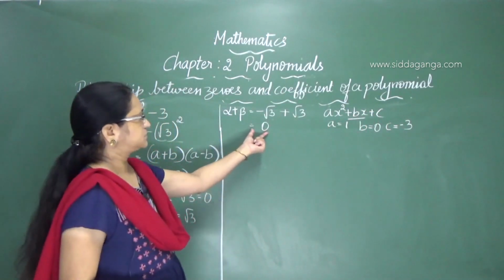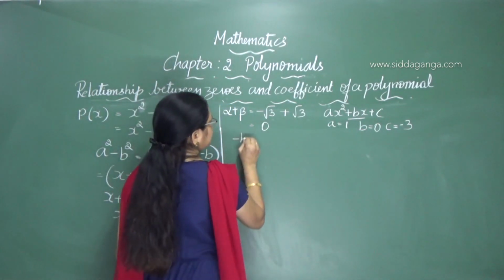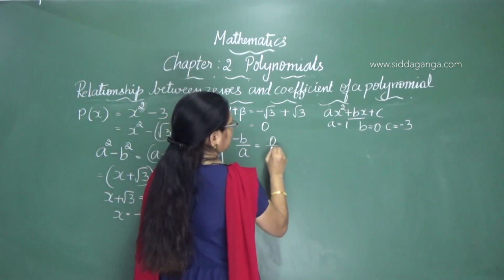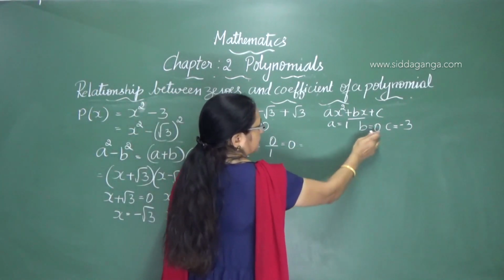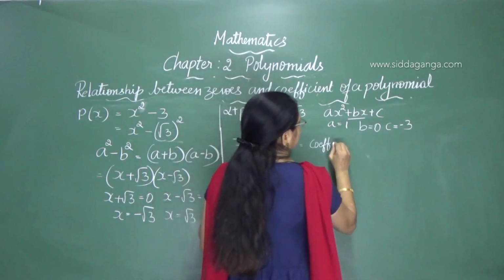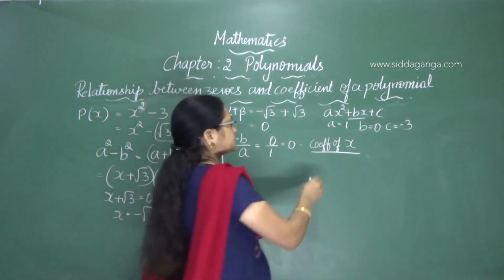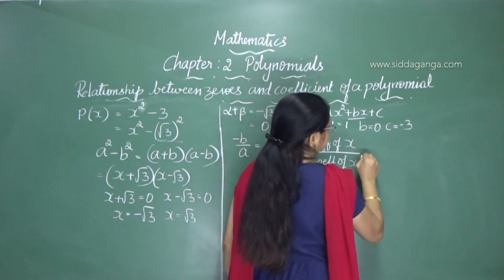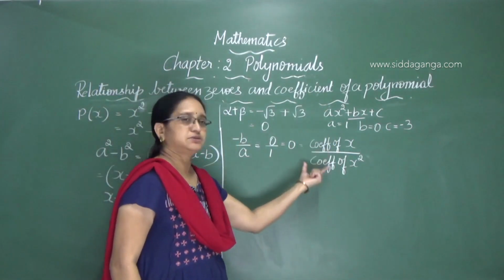Now definitely minus b by a is 0 by 1, which is nothing but 0. Minus b by a is the coefficient of x divided by the coefficient of x square. So 0 by 1 means that is 0.